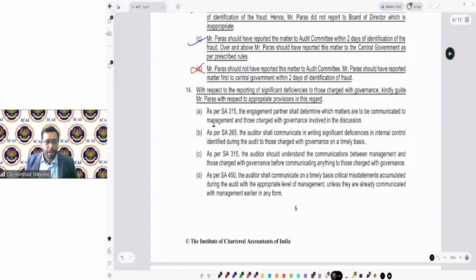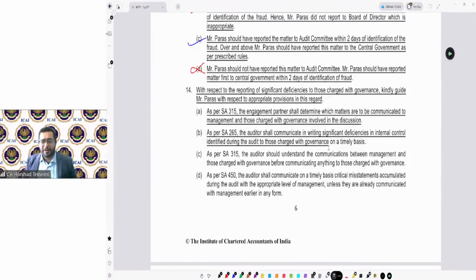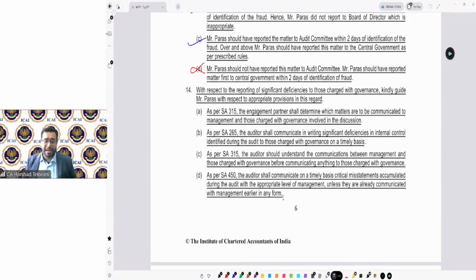Option 1. As per SA 315, the engagement partner shall determine which matters are to be communicated to management and those charged with governance involved in the discussion. As per SA 265, the auditor shall communicate in writing significant deficiencies in internal control identified during the audit to those charged with governance on a timely basis. As per SA 315, the auditor should understand the communication between management and those charged with governance before communicating anything to those charged with governance. As per SA 450, the auditor shall communicate on a timely basis critical misstatements accumulated during the audit with the appropriate level of management unless they have already communicated with the management earlier in any form.